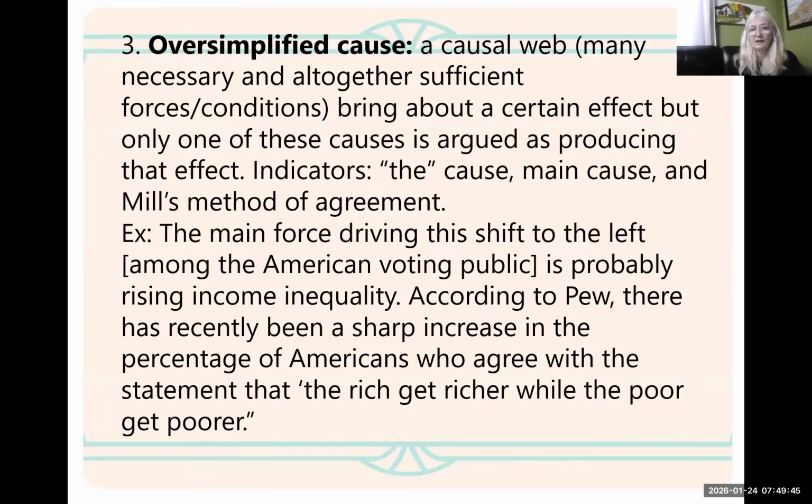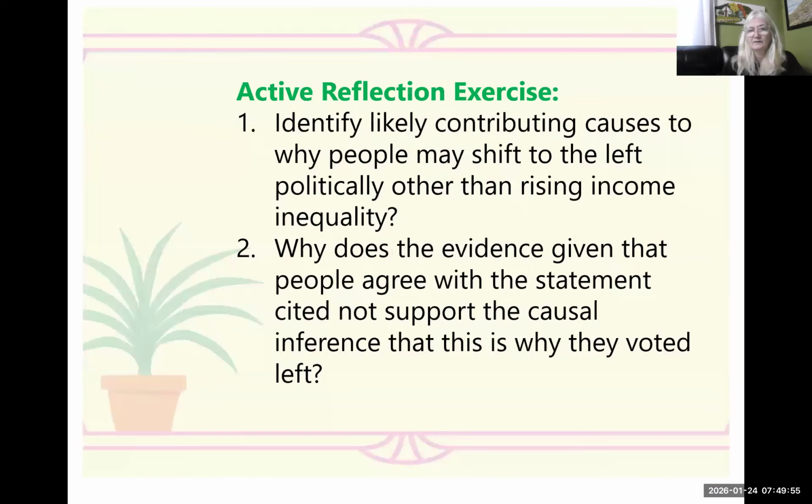But there are probably many reasons for the driving of a shift to the left in the public. So identify likely contributing causes to why people may shift to the left politically other than rising income inequality. And why does the evidence given, that people agree with this statement, not support the causal inference that this is why they voted left?